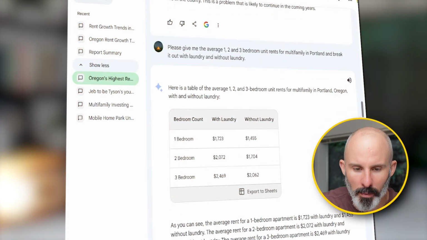Now we're going to dig a little bit deeper. We're going to ask it to break out unit mix rents based on 1, 2, and 3 bedrooms, and then we're going to ask it to break it out with laundry and without. Okay, so boom, I jumped in here.